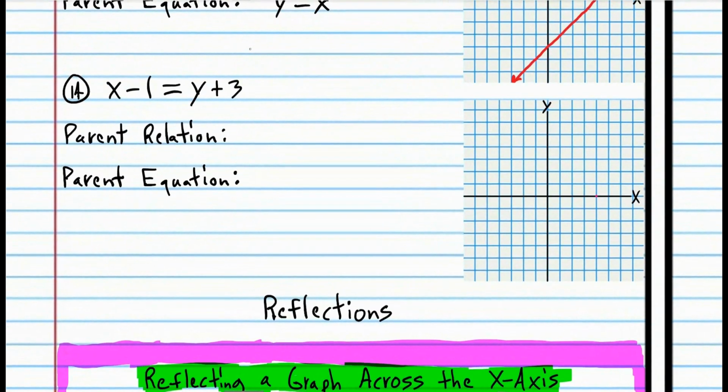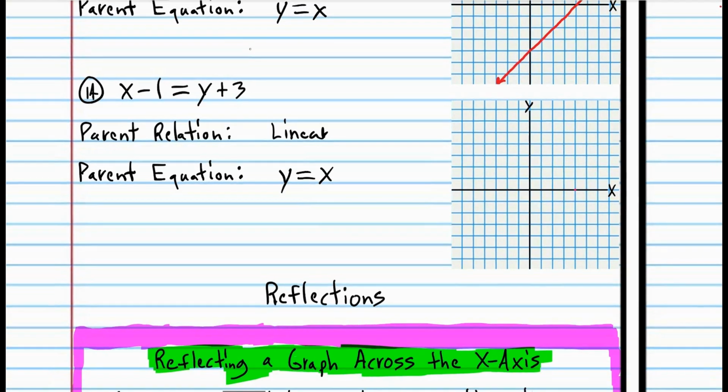All right, we're back. Obviously, this is the linear relationship, the linear relation, and the parent equation is y equals x. Again, this is the parent graph. It looks like that. So we can use (0, 0) as a reference point and then go 1 unit to the right because we're subtracting 1 from x, and then go 3 units down because we're adding 3 to y. Then we just draw our line through the diagonals of the boxes, and there you go. So if you got that graph, good job.